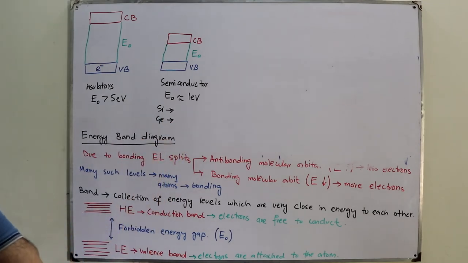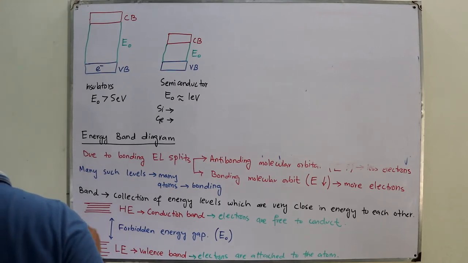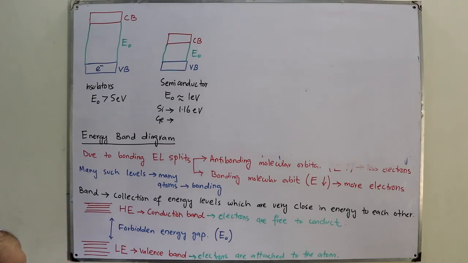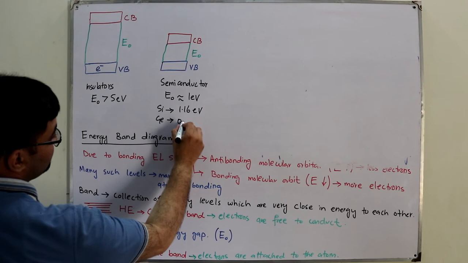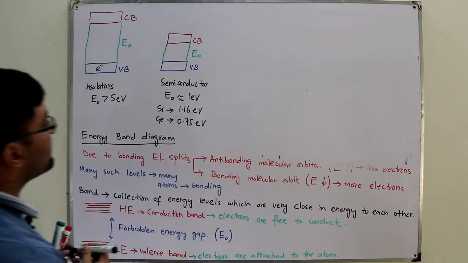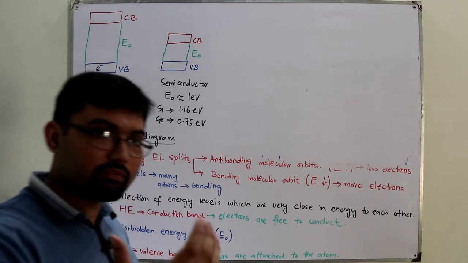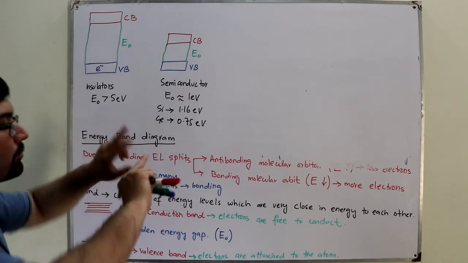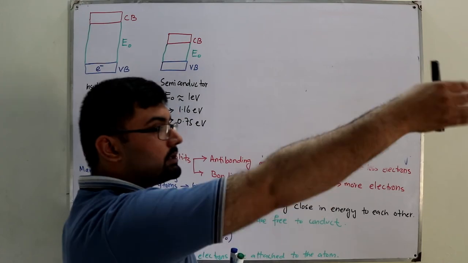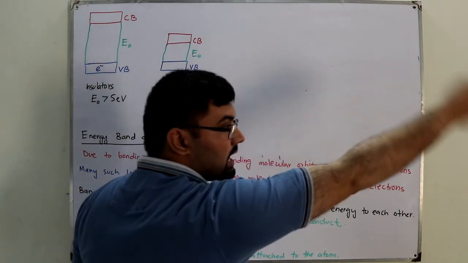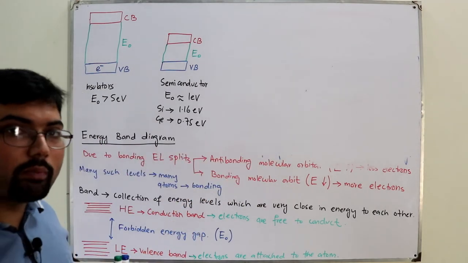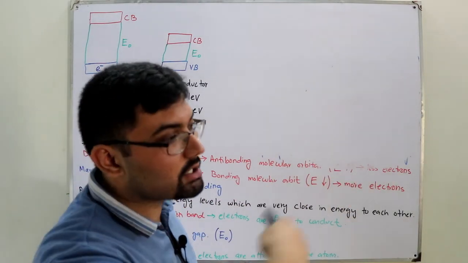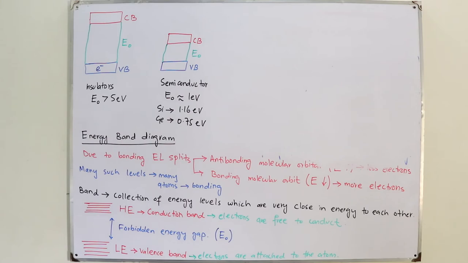I have the values for silicon and for germanium. The value for silicon is 1.16 electron volts, and for germanium it's 0.75 electron volts. Now you would be wondering, if both of them are of the same group of the periodic table, why do they have different energies? It's because of the atomic structure. Germanium has more orbits, so to remove the valence electron, the energy required is less. Why? Because the force of the nucleus on the higher order orbit is less. Whereas when you move close to the nucleus, the force of the nucleus on the electron increases, so high energy is required in case of silicon.